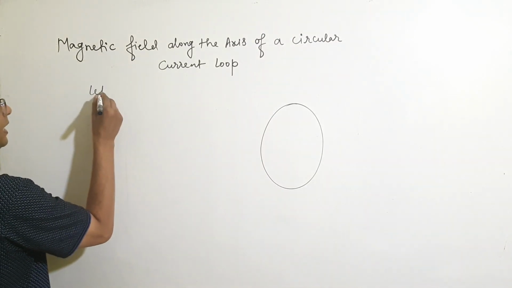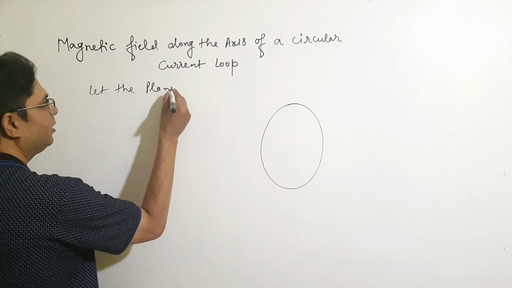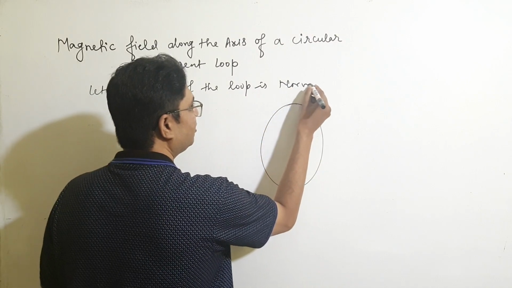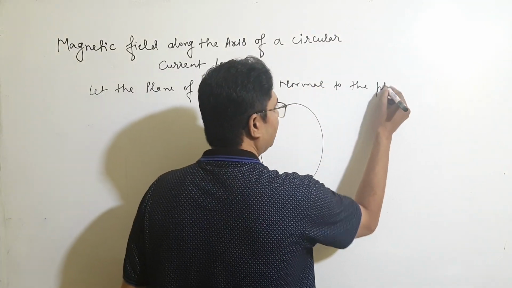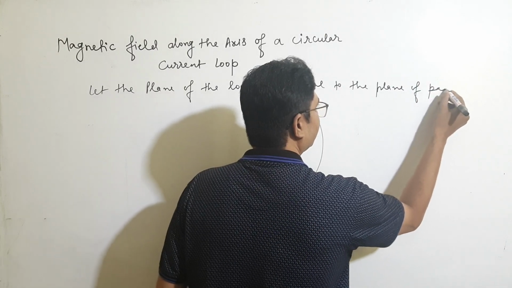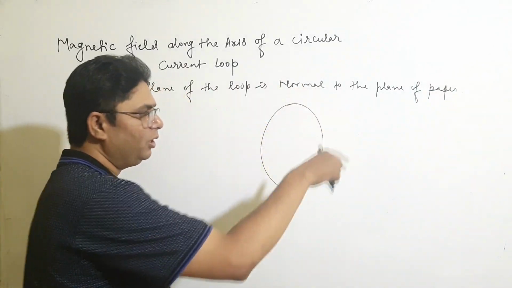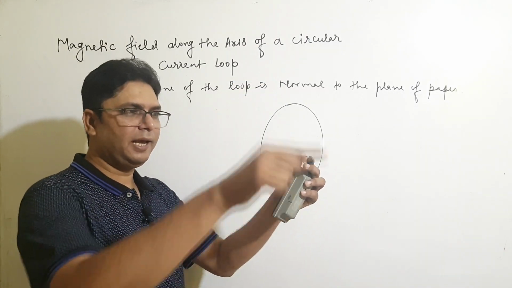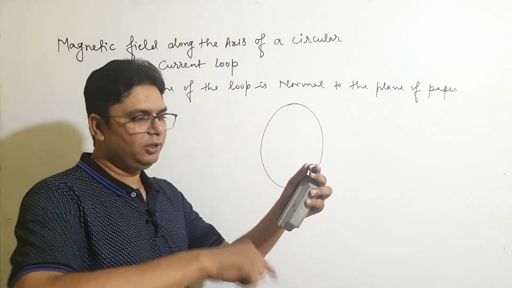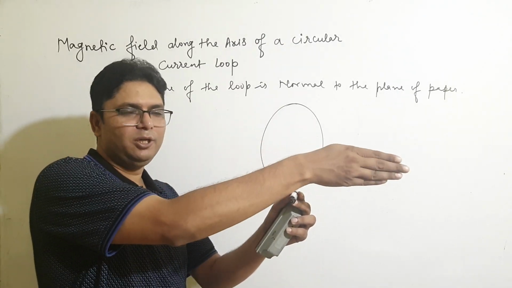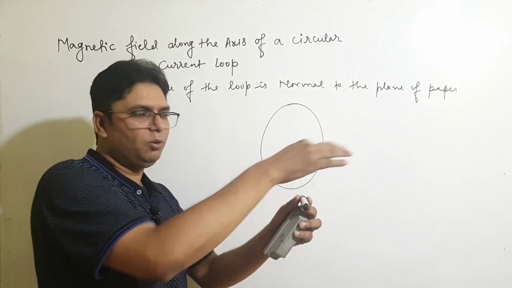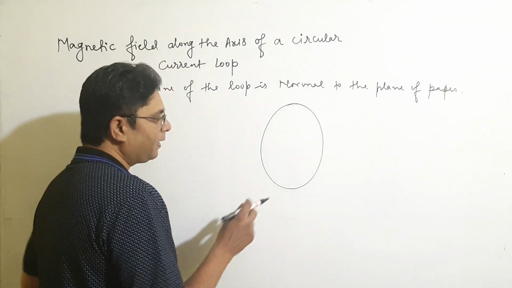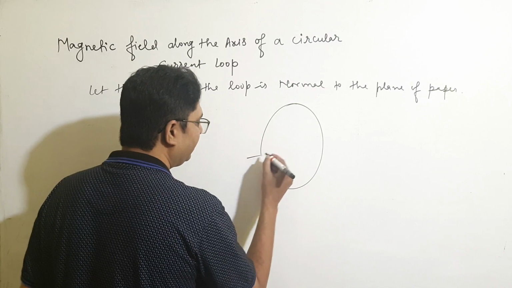This means that the plane of the loop is normal to the plane of paper. This board is the plane of paper, so this is the normal direction. We are taking the loop like this. So this is the loop, and perpendicular to the loop is this direction. So the plane of the loop is normal to the plane of paper. Now let us have a cut here so that from this side we enter the current.